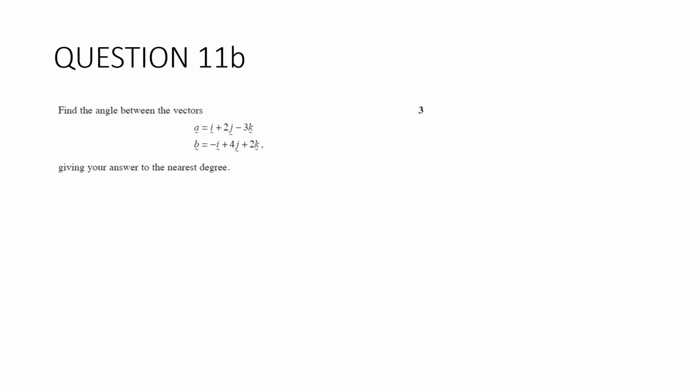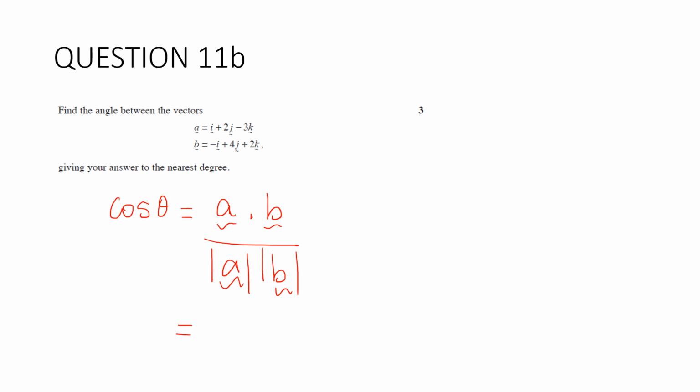11b. Find the angle between the vectors a and b, giving your answer to the nearest degree. And so we know that cos theta will equal a dot b divided by the magnitude of a and magnitude of b. Just doing the dot product between a and b, we get 1 times negative 1. I'm just multiplying these coefficients. Plus 2 times 4 is 8. Plus negative 3 times 2 is negative 6, all over the square root of 1 squared plus 2 squared plus negative 3 squared.